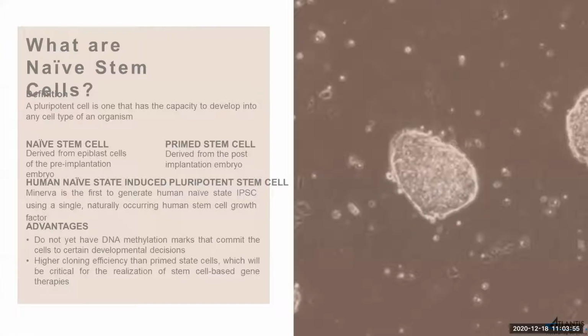Naive stem cells are derived from epiblast cells of the pre-implantation embryo, while primed cells are derived from the post-implantation embryo. Although both naive and primed cells are able to self-renew indefinitely, express OCT4 and SOX2, and differentiate down the three germ lines, they are molecularly and functionally distinct.